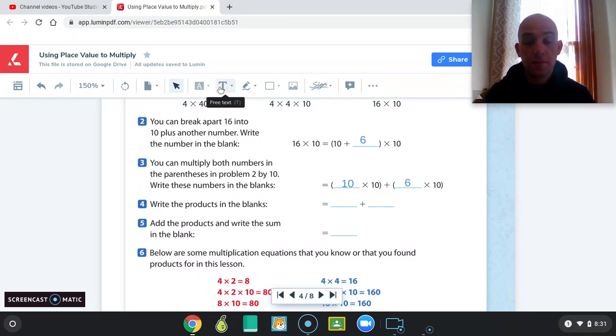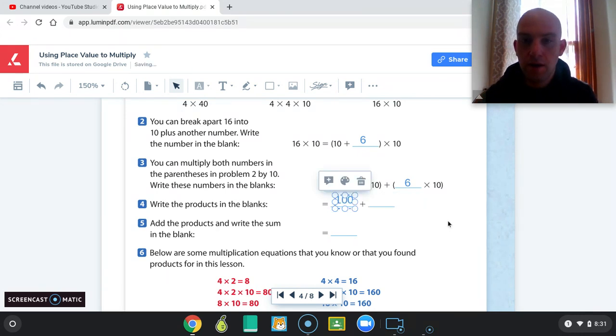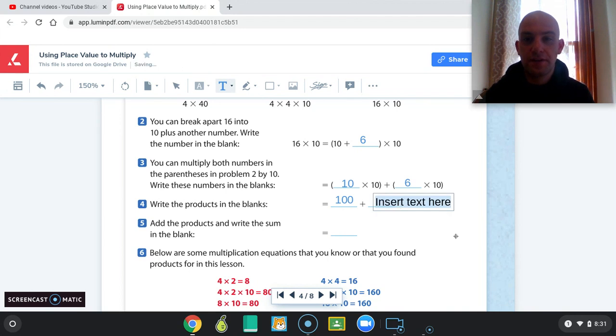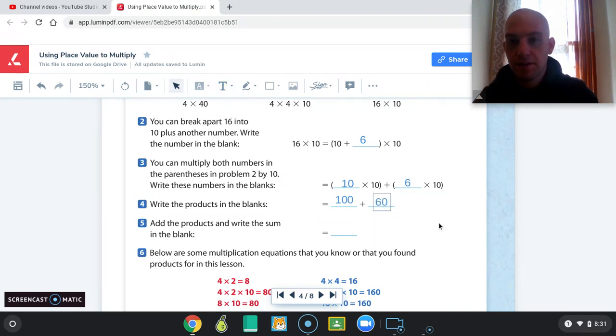So what's 10 times 10? And we can use our trick for multiplying by tens. 10 times 10, take 10 and add a 0 to the end of it. 10, and then we add another 0, we have 100. What is 6 times 10? Take 6 and add a 0 right to the end of it. 6, 60. All right. And then we're going to add the products and write the sum in the blank. So it's 100 plus 60. 160.